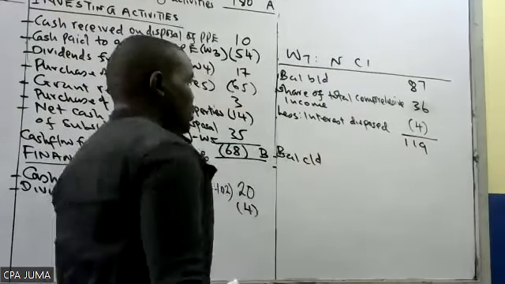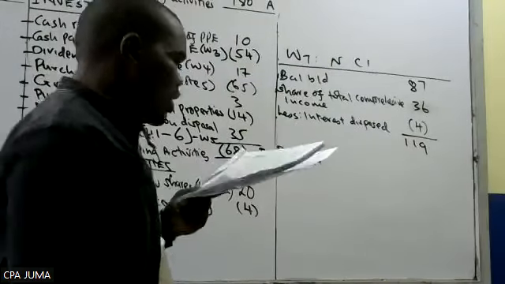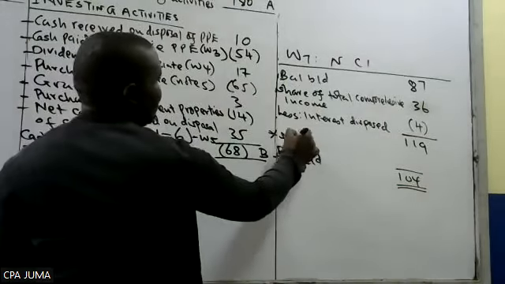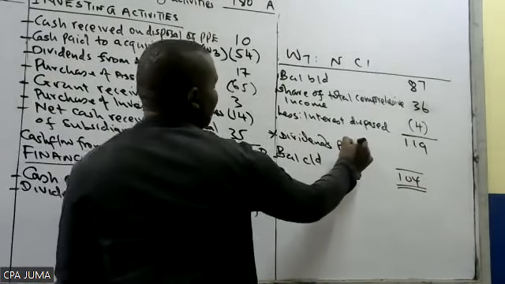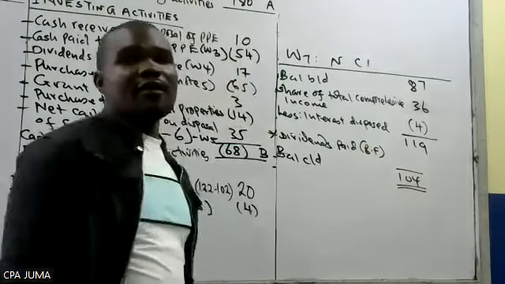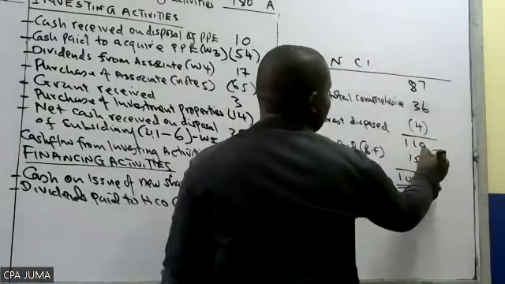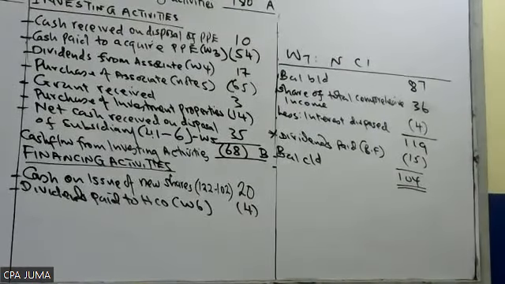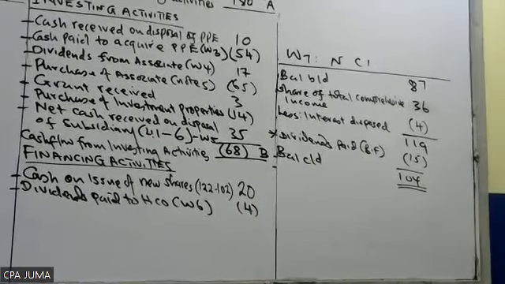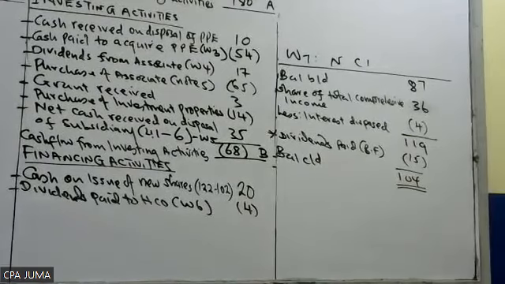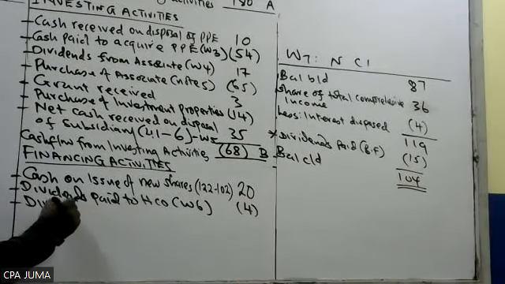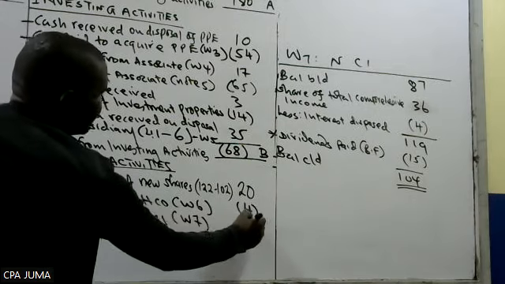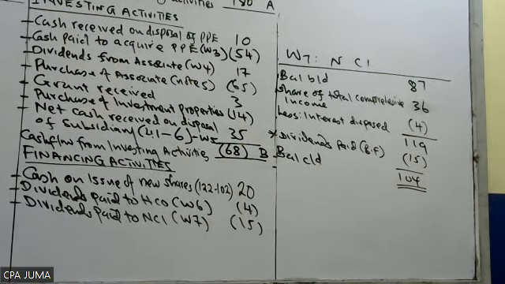Check the closing balance carried down for minority. I'm seeing 104. So the decrease in minority is also dividends. Dividends paid, the balancing figure. How much? 15. So they were paying dividends of 15. That is why their equity went down. Dividends paid to NCI, working 7: 15. Equity is gone.